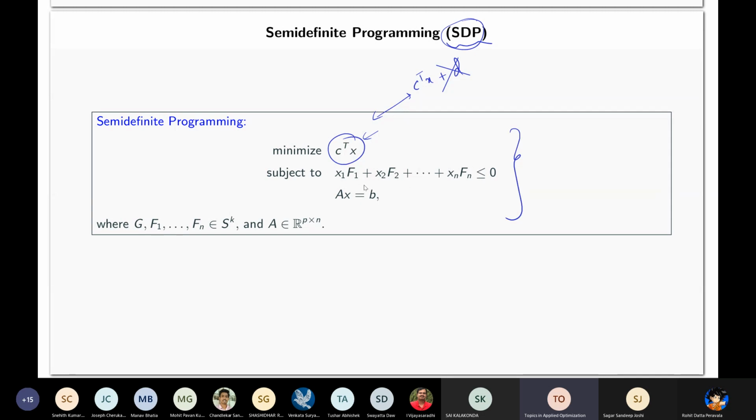This is a slightly different type of constraint. I have matrices, and these are symmetric matrices, and I have x1 F1 and then x2 F2. It's some kind of a linear combination of the matrices itself, and that is less than or equal to 0. So there is a special structure of the inequality constraint, and then there is an equality constraint here. It should be exactly in this form, where G should be... where is G here? There's no G here, right? So only F. F1 to Fn should be symmetric, and E is just any general matrix.